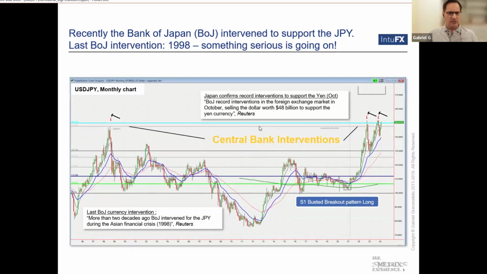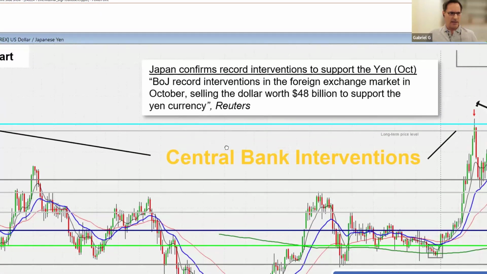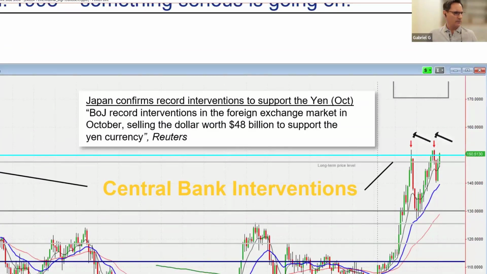And there was this news coming out later, right? Let me just bring in people. There are people trying to get in. One second.